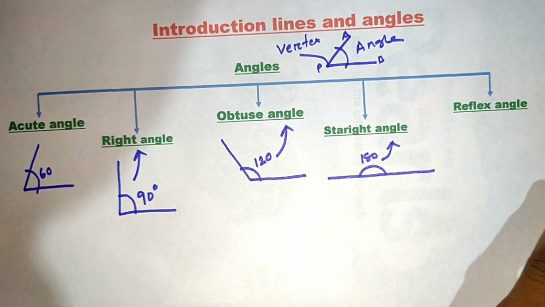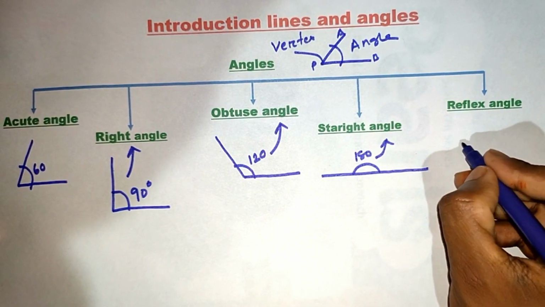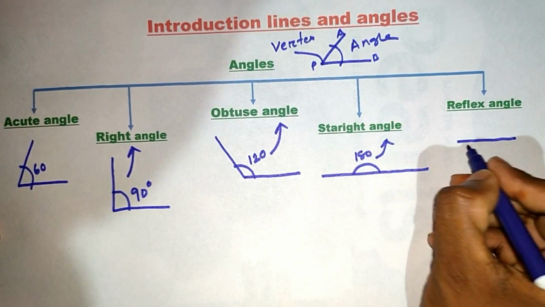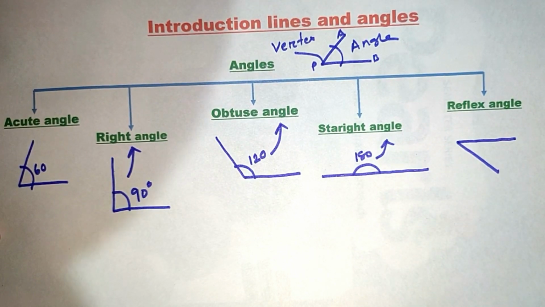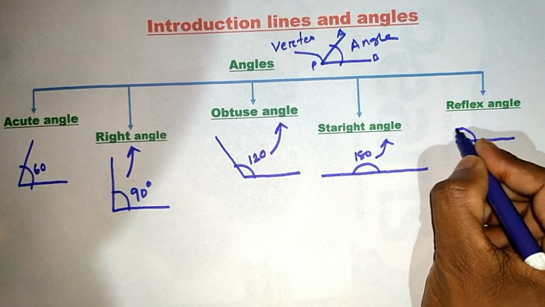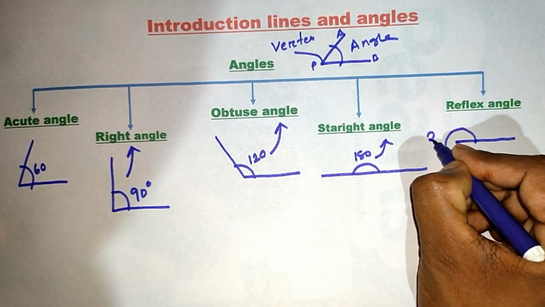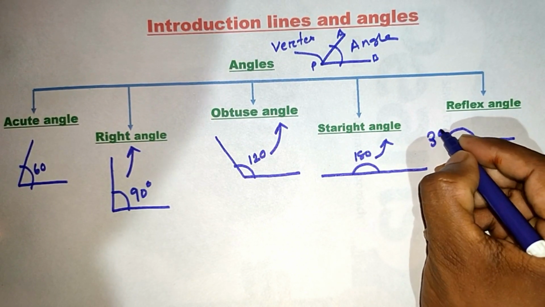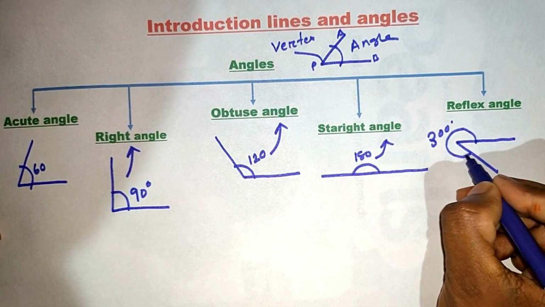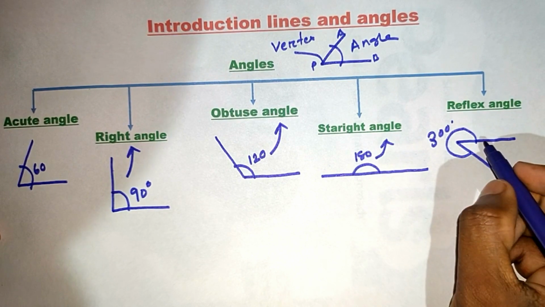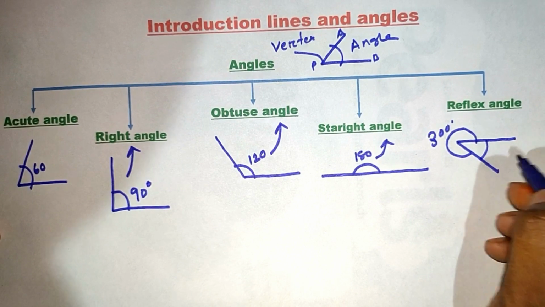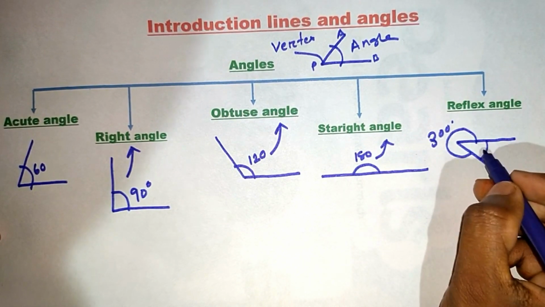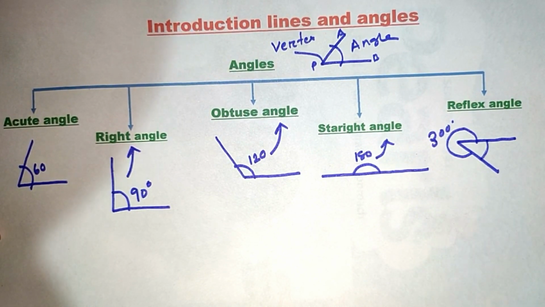So what is a reflex angle? A reflex angle is the angle which is greater than 180 but smaller than 360. This total angle, this is 240, 300, this is 300. So this angle is called a reflex angle. You can see there are two types of angle. One is reflex angle and this one is acute angle. So the opposite of a reflex angle is an acute angle.